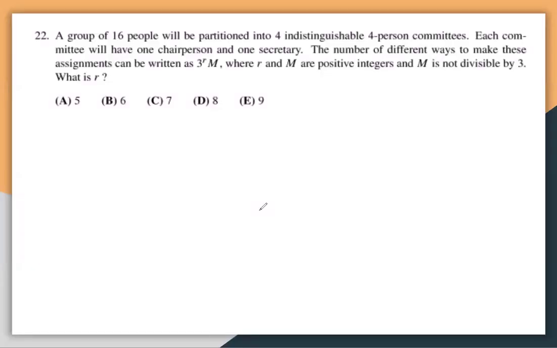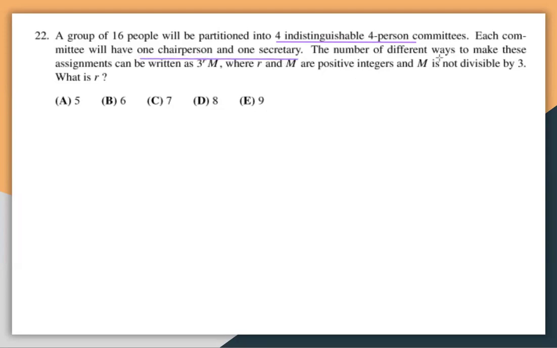Hello. So this is number 22 for the 10B and number 16 for the 12B. This is also another classic problem that we see a lot. 16 people will be partitioned into four indistinguishable four-person groups. So let's highlight this one. And each committee will have one chairperson and a secretary as well.